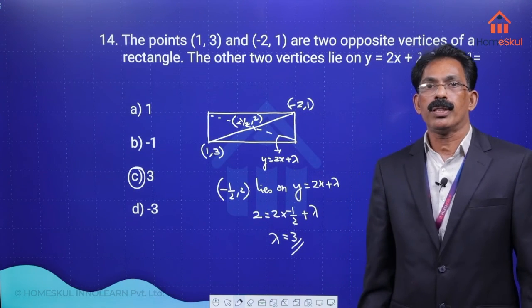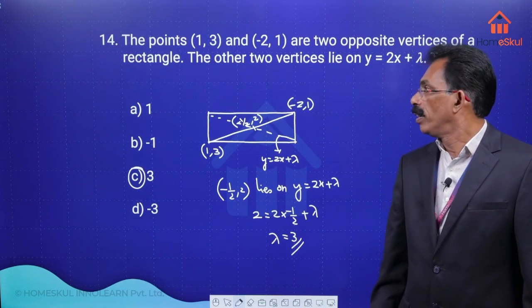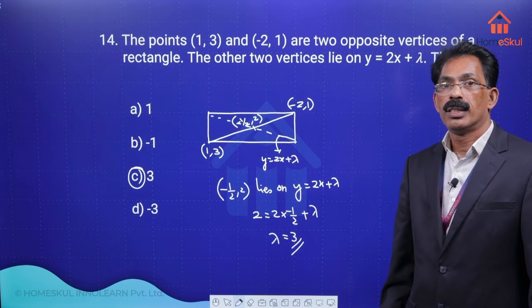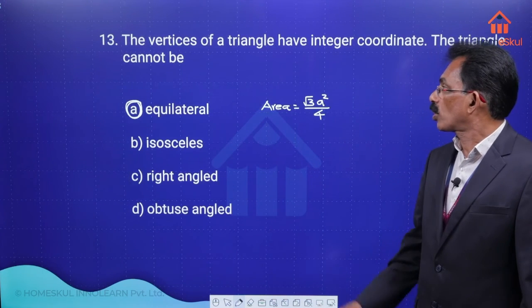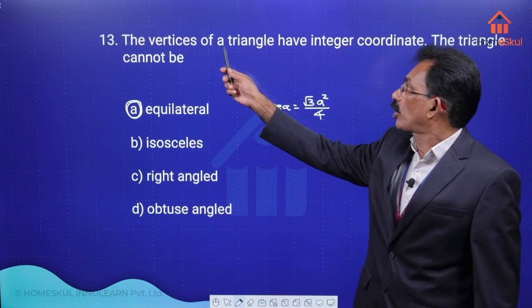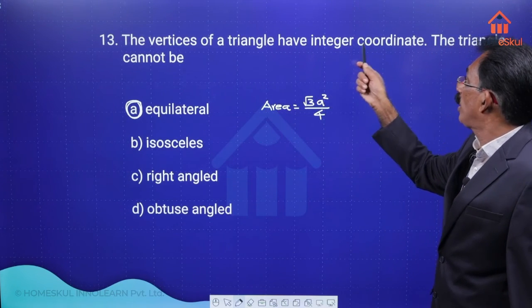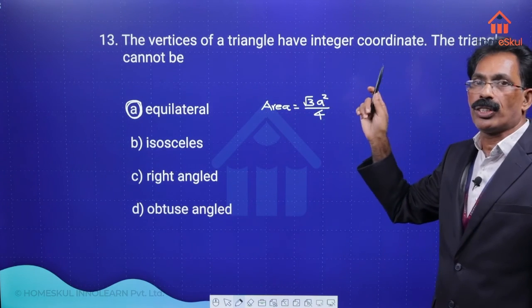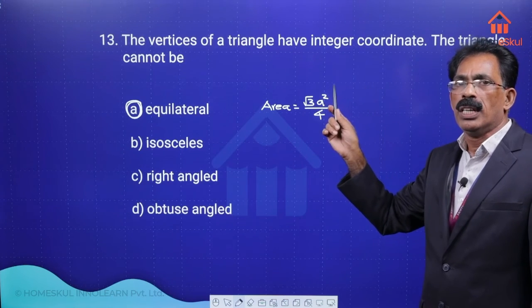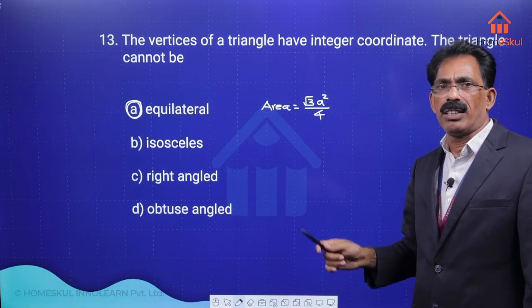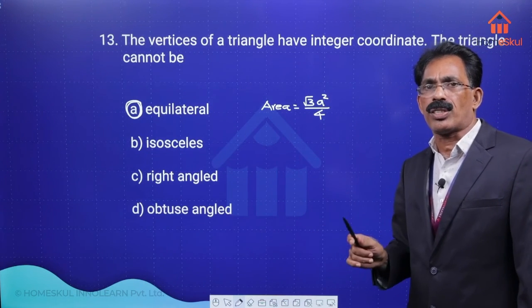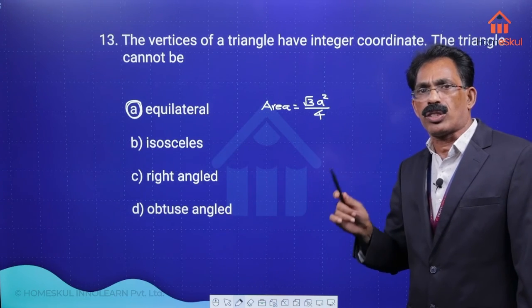Which question, Muhammad? Which one? The last question. The vertices of a triangle have integer coordinates, definitely integer coordinates. It is not an equilateral triangle. In an equilateral triangle, at least one of the coordinates is not an integer.